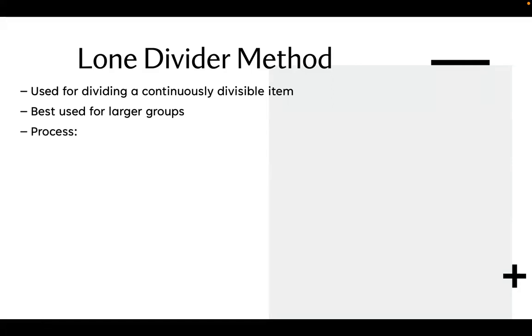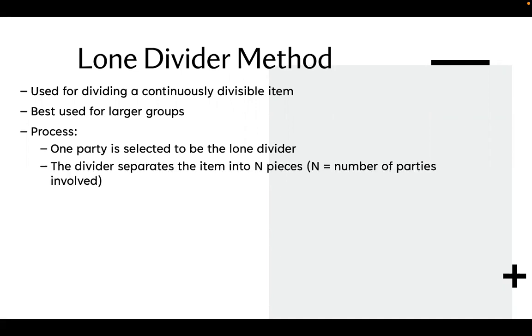The process is a little bit longer, but first, one party is still selected to be the lone divider. So maybe you look around and you say, okay, you're the oldest, you be the divider. Or you liked this the most, you be the divider, whatever. One person is selected to be the divider. Then the divider separates the item into n pieces, however many pieces you have. So if there's 3 people, you divide it into 3 pieces. If there's 10 people, you divide it into 10 pieces. That should make sense because everyone's going to get a piece.